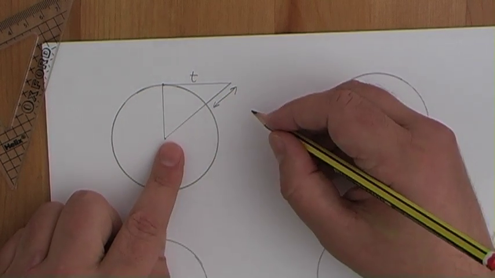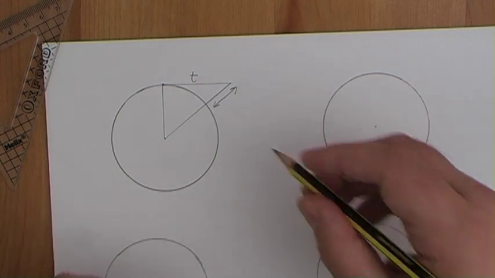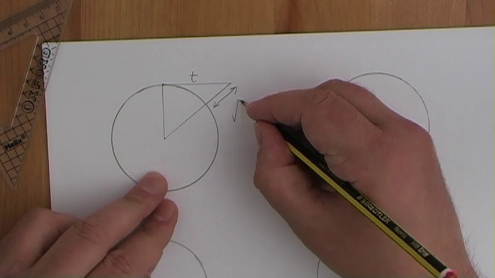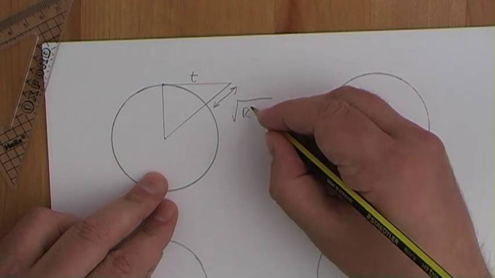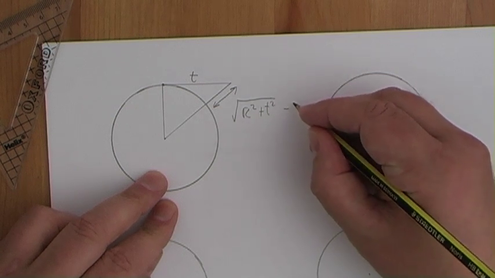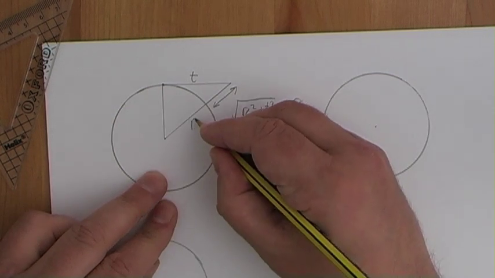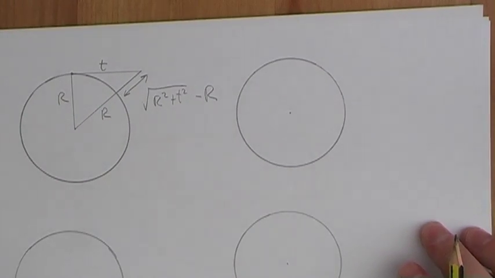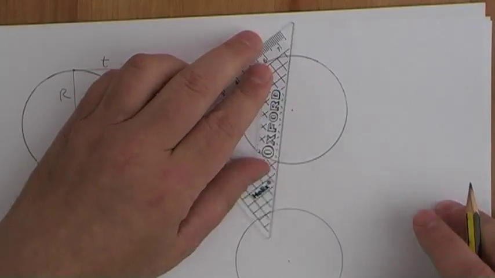Well, the formula for that is, and I'm just going to give these without justification, because I want to rattle through them quickly: the square root of r squared plus t squared, take away r, where r is the radius of the sphere, or the earth, if you're talking in terms of the earth.